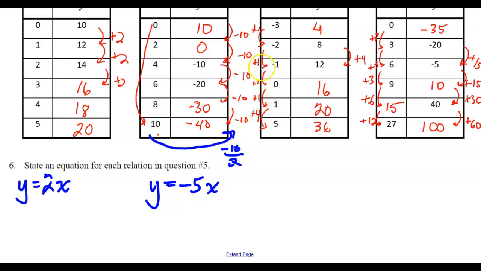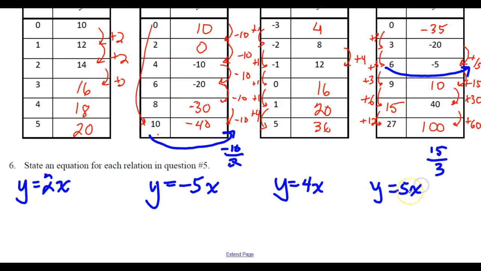Here, let's look at the 1. So increase of 1 was 4. So that's going to be y equals 4x plus or minus something. Here, 15 divided by 3 is 5. So y equals 5x. So that gets us, so that change in y over the change in x is the coefficient of x.